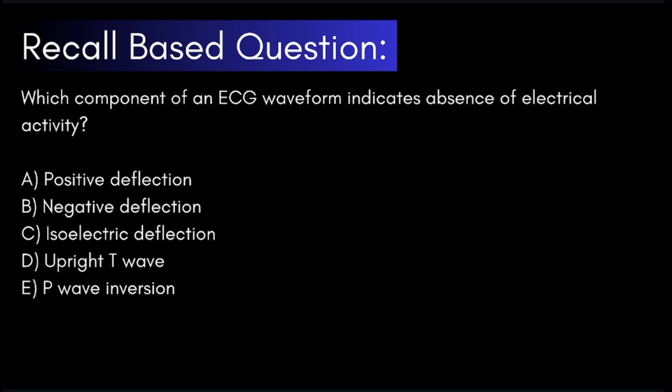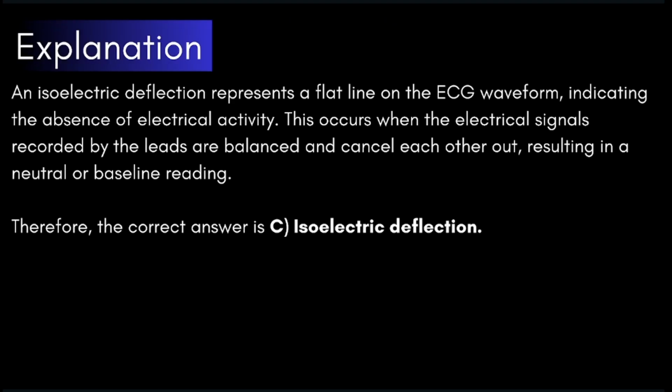All right, I think I gave you guys enough time there. If you need more time, please feel free to pause the video. Otherwise, moving on now. An isoelectric deflection represents a flat line on the ECG waveform indicating the absence of electrical activity. This occurs when the electrical signals recorded by the leads are balanced and cancel each other out, resulting in a neutral or baseline reading. Therefore, the correct answer is C, isoelectric deflection.